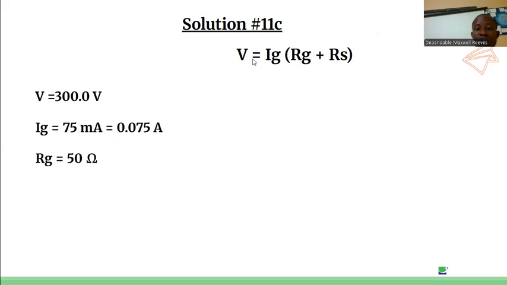So replacing all of the values here, we have V equal to 300. We have Ig, the full scale deflection current, equal to 0.075 ampere. We have our RG, the resistance of the galvanometer, equal to 50. The reason we added RG plus RS is because we were told that it will be connected in series. So for series resistors, we calculate it by taking the algebraic sum of the individual resistors. So we say RG plus RS.